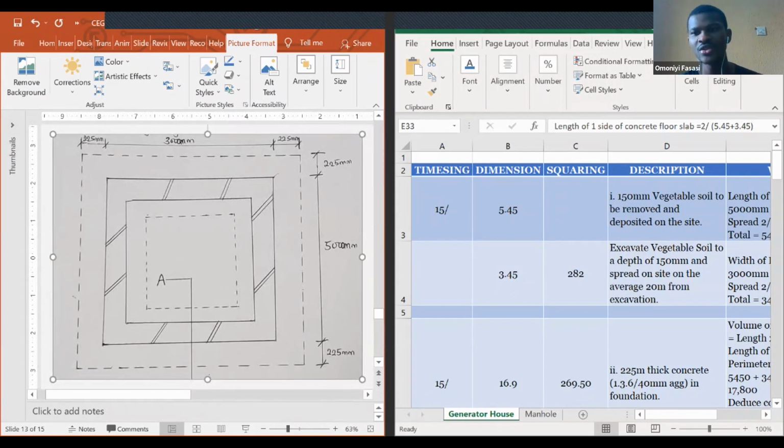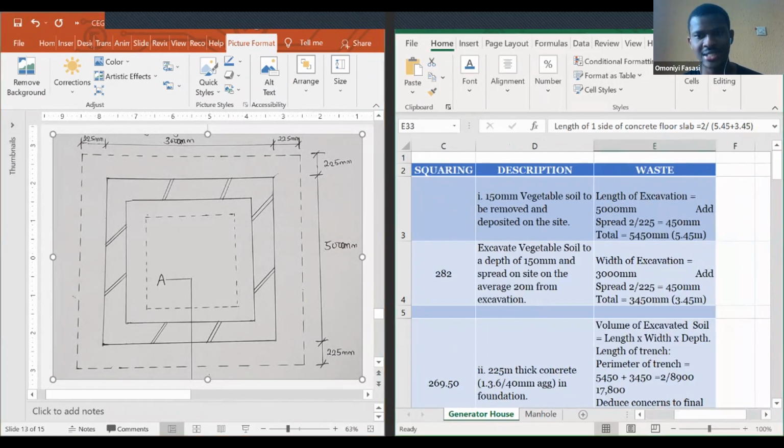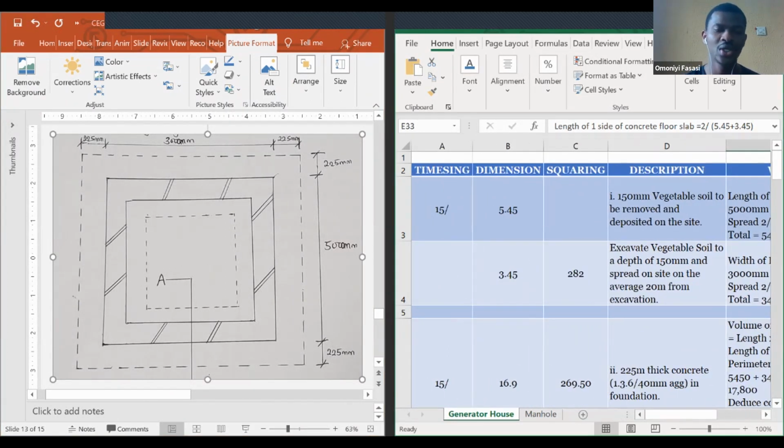So basically, the first thing is that we're trying to do our clearing for the vegetation. I already said earlier that when you're doing this bill of quantity or BEME.